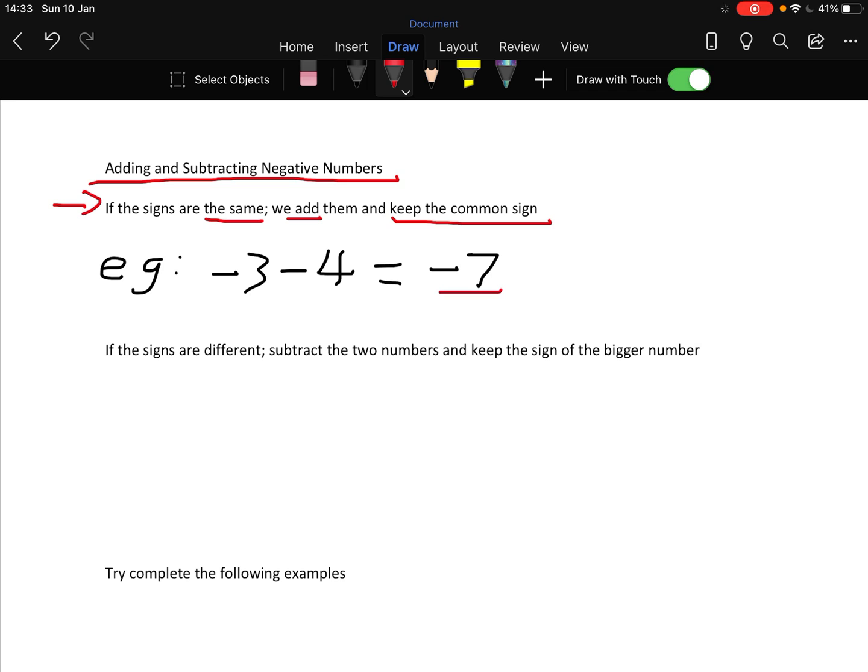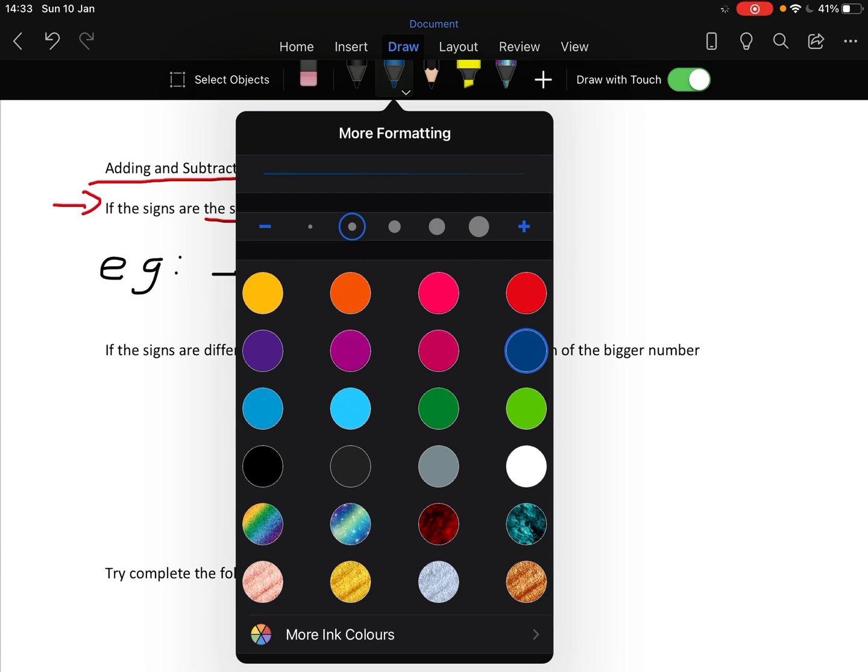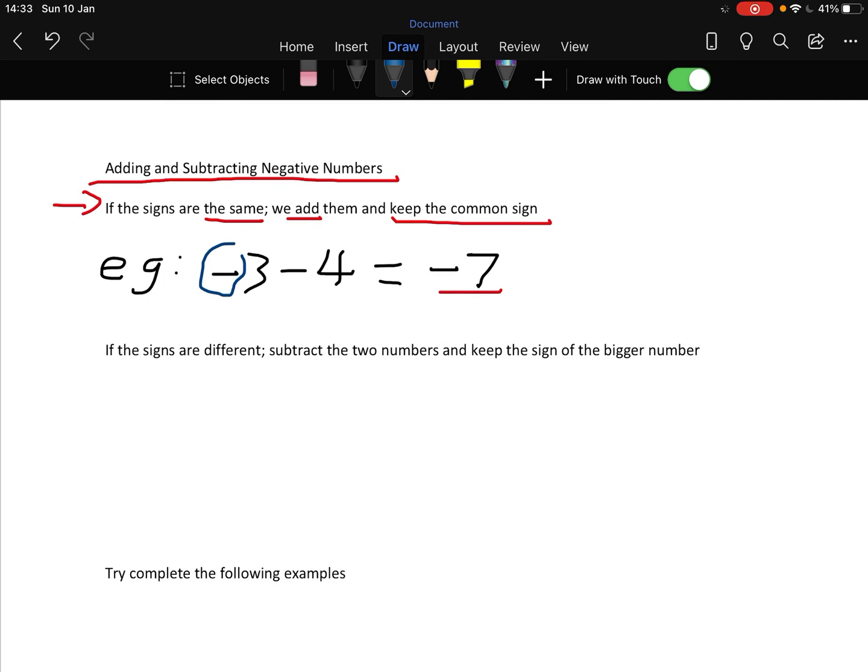Okay, so what did I do? They both had a minus. Because they both had a minus, we just add the two together. They have the same sign. So I add 3 to 4. 3 plus 4 is 7. And then to determine what goes in front of it, I keep the common sign, i.e. they both had a minus. So it's a -7, okay.